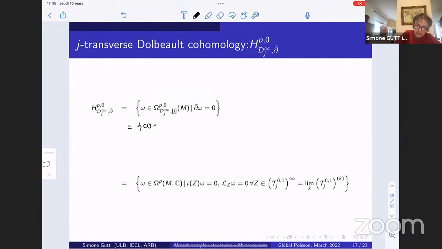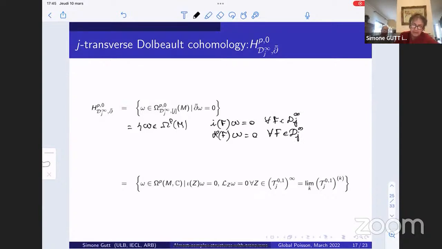So it's the set of P forms so that I of F omega equals zero for any F in D, L of F of omega is zero for any F in DG infinity, in the distribution that we are considering. It must be of type P0. So I of Z omega equals zero for any Z in T 0,1.